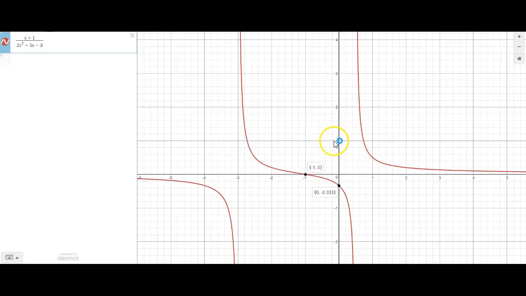So technology can just let us confirm really quickly that what we've done is correct. And it shows us that our techniques for doing this by hand can give us a pretty accurate graph pretty quickly.